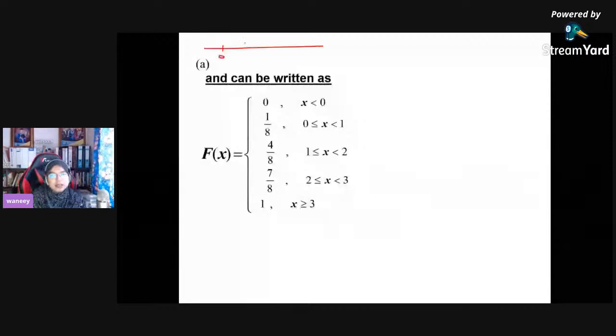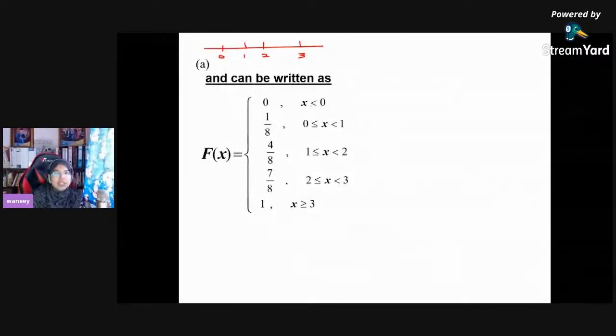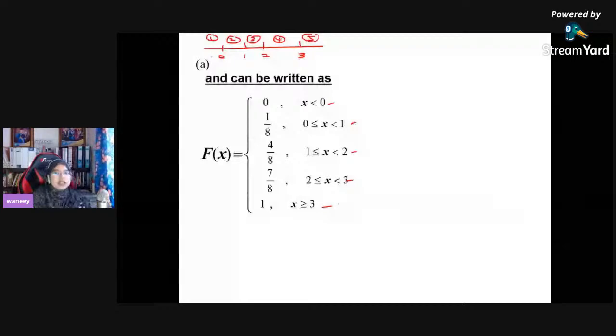So 0, 1, 2, 3. Okay, so basically, you can see here we have probability for x equal to 0, x equal to 1, x equal to 2, x equal to 3. So now see how many intervals do we have? 1, 2, 3, 4, 5 intervals. So always check, since you are having 4 values of x, you are supposed to have 5 intervals. So always check. You must start from 0 and you must end with 1.